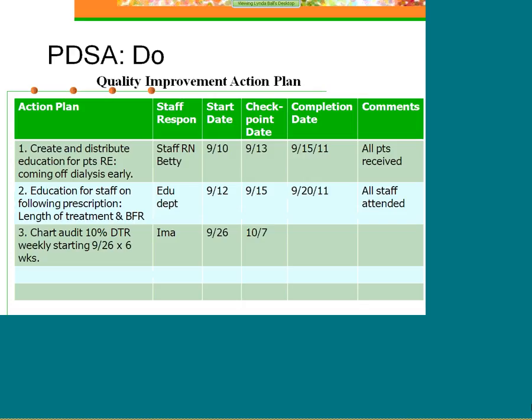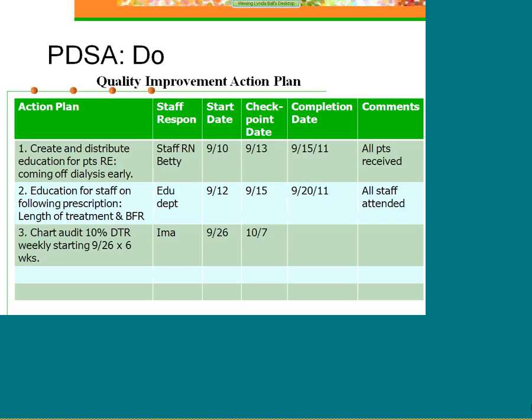Who's the responsible person? Well, Betty, she's a staff nurse. She's going to be responsible for creating and giving out this information, this education piece, to the patients. When is she going to start? She's going to start on September 10th. And a checkpoint date is where you want to look ahead of time before you think you're going to finish, and you want to make sure that you're going to keep on schedule with things.